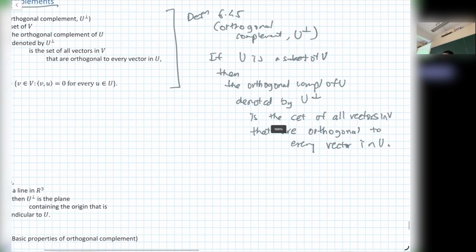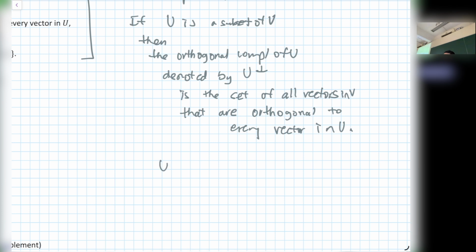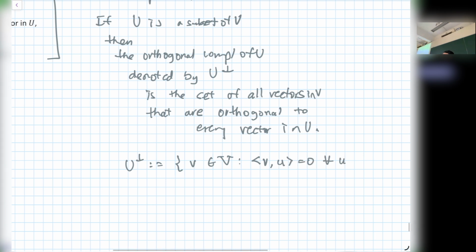And how would you write it formally? If you had to write it as a set, we would say it's the set of vectors v in V such that the inner product of v, comma, little u is 0 for all u in capital U.